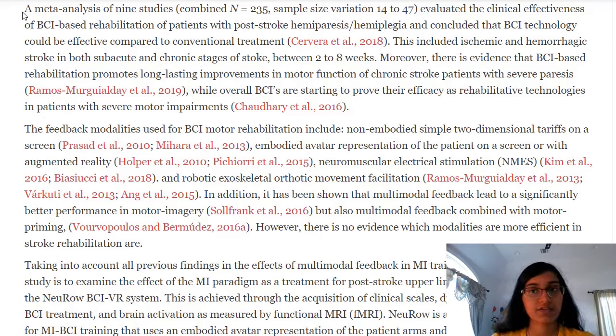They go on to say that this included ischemic and hemorrhagic stroke in both subacute and chronic stages of stroke between 2 to 8 weeks. The difference between ischemic and hemorrhagic stroke is that ischemic refers to a blockage of blood going to the brain, and hemorrhagic stroke refers to bleeding within the brain. But they are both different types of strokes. Moreover, there is evidence that BCI-based rehabilitation promotes long-lasting improvements in motor function of chronic stroke patients with severe paresis, while overall BCIs are starting to prove their efficacy as rehabilitative technologies in patients with severe motor impairments.